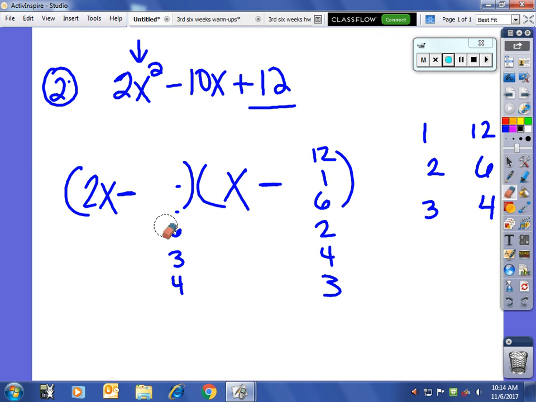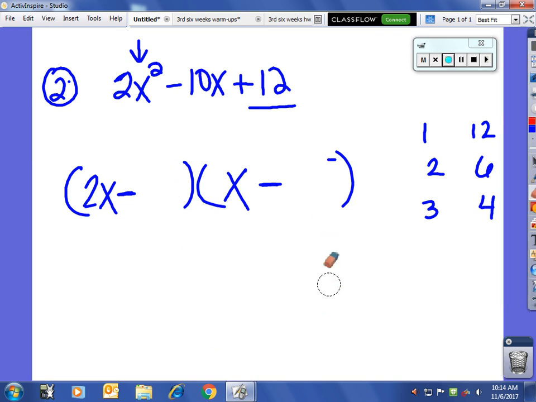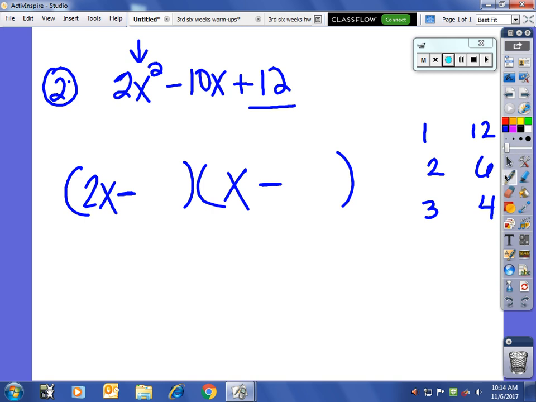Now this is where you want to kind of think ahead. One of your factors will get doubled. So kind of look at your pairs. Think about doubling something and then see if you could get a 10 if one of those factors was doubled.